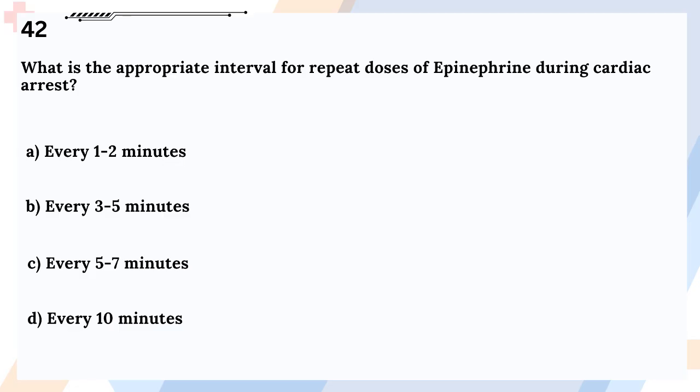Question 42. What is the appropriate interval for repeat doses of epinephrine during cardiac arrest? A. Every 1 to 2 minutes. B. Every 3 to 5 minutes. C. Every 5 to 7 minutes. D. Every 10 minutes.